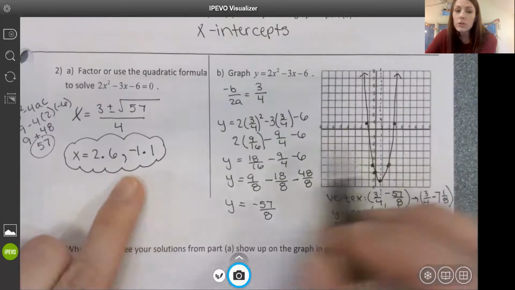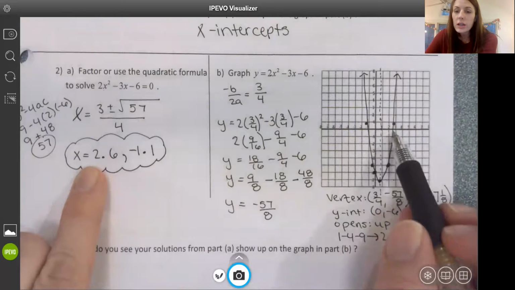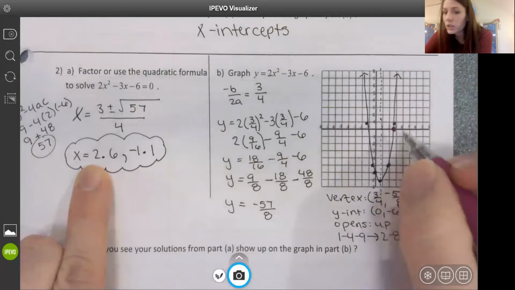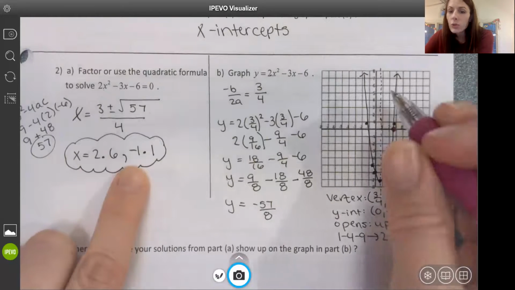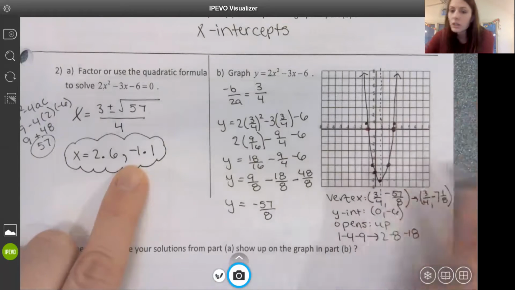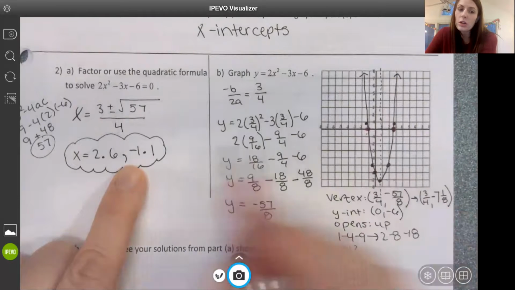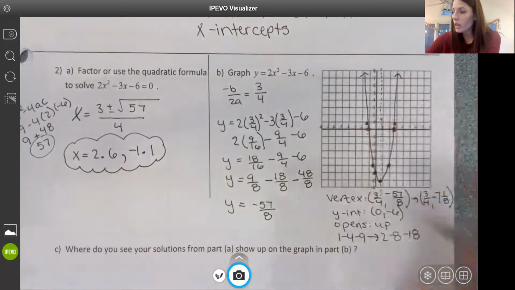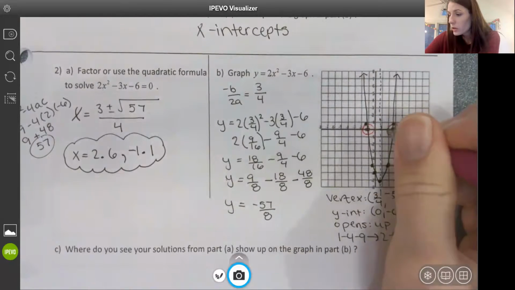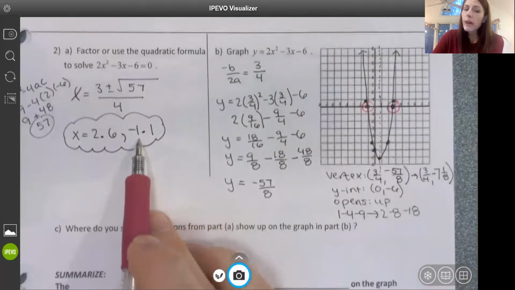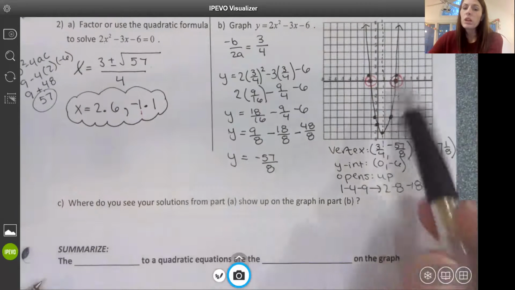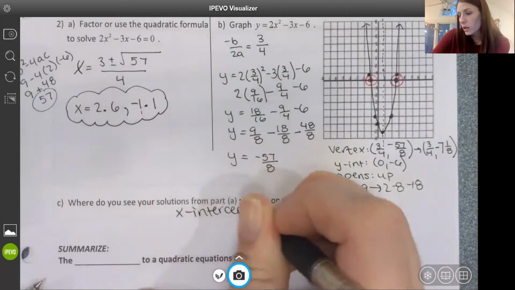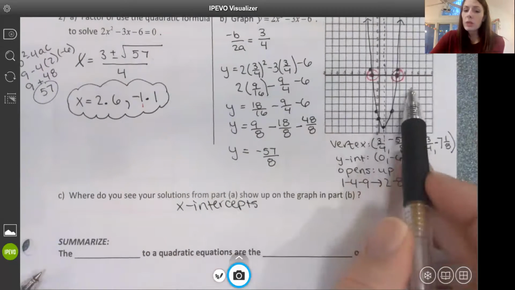Now let's look at where our solutions are. 2.6, that looks pretty good, doesn't it? 2.6 right here, there's one solution. And -1.1, pretty good as well. Looks like it's actually on -1, but we know our solution is actually -1.1. So again, the solutions for the first part, even when it's not factorable, but we use the quadratic formula, show up as the x-intercepts on our graph in part B.